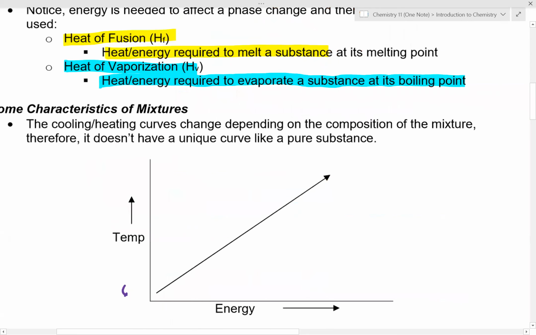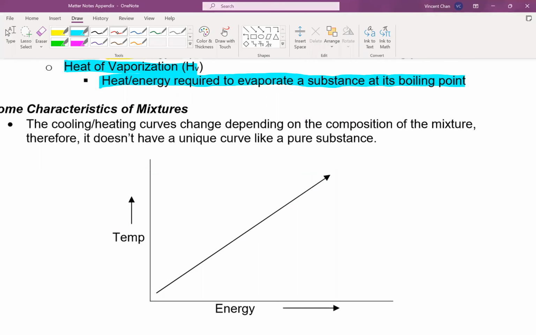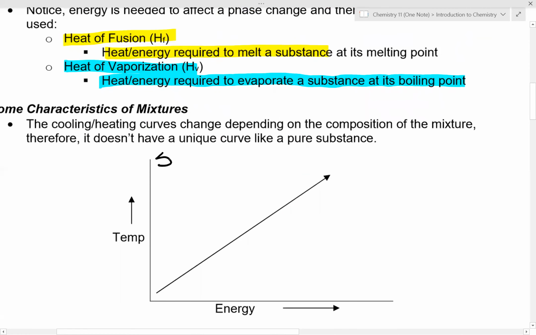Now, for mixtures, the heating and cooling curves change depending on the composition of the mixture. Therefore, it doesn't have a unique curve like a pure substance. Now, let me give you an example here. So let's say we have salt water. All of you know that salt water is just a mixture of salt and water. Now, if we were to take a look at the heating curves of salt and water, it might look something like this. So water we had just talked about before.